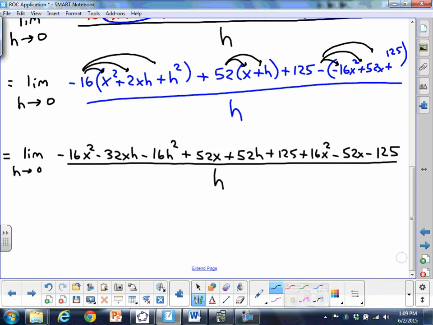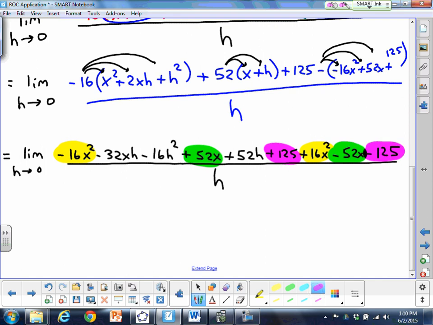All right, now here's where things might start to get better for us. We've been doing all this algebra, and here's why. Now a lot of things should hopefully cancel out. There's a negative 16x squared that can cancel out with a positive 16x squared. What else? There's a negative 52x and a positive 52x. Those both cancel out. There's a plus 125 and a minus 125 that will cancel out. And that might be it for now.